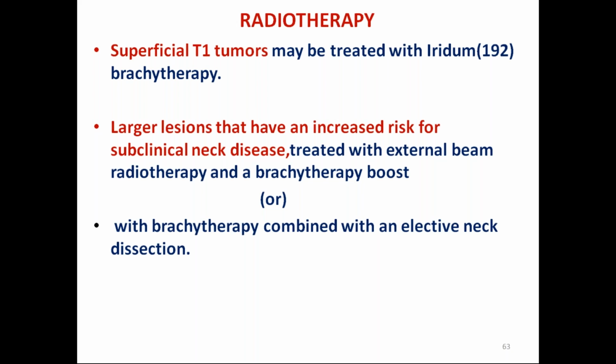And radiotherapy. Coming to the superficial tumors, treatment by iridium brachytherapy. That is, iridium needles are placed in the cancerous part and they are removed after 1 month, and local irradiation by the iridium occurs, killing the cancerous cells. For large lesions that have increased risk of subclinical neck disease, treatment is with external beam radiotherapy, EBRT, and a brachytherapy boost, or with brachytherapy combined with an elective neck dissection.